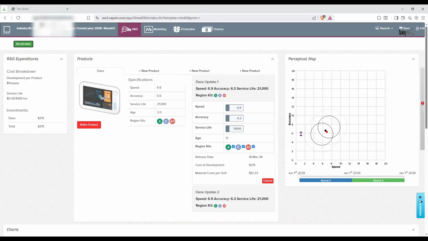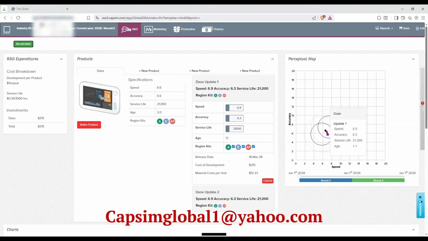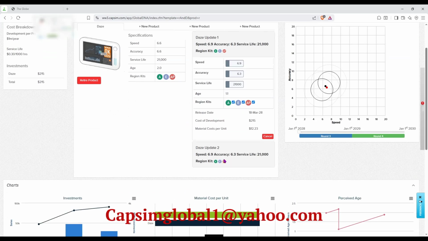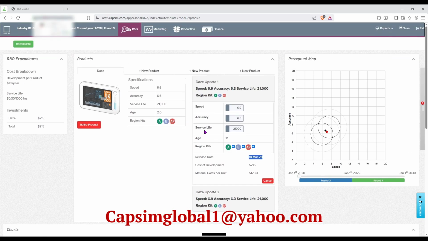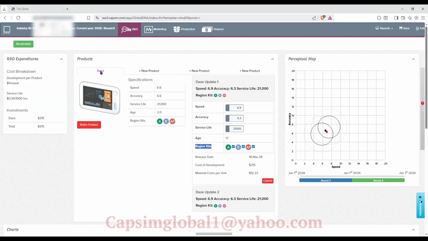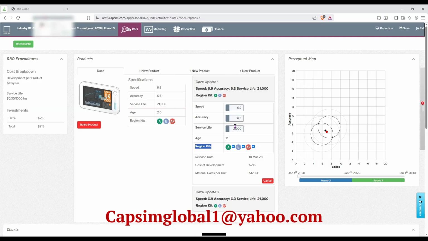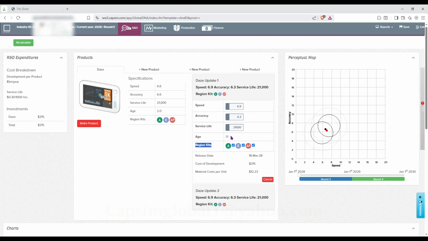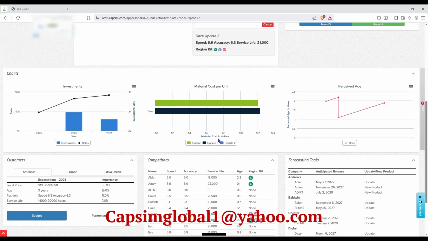After doing that, you can see that this is the new positioning of the product. Our revision date at the moment is 18th of March 2028. So our product starts selling on 18th March 2028. The region kits decision for all the regions is above what customers need. This means that we're on the safer side, and we have updated our R&D decisions for the product Des. Remember, we only have one product, which is Des. This product is selling in both segments. So that's it about R&D.